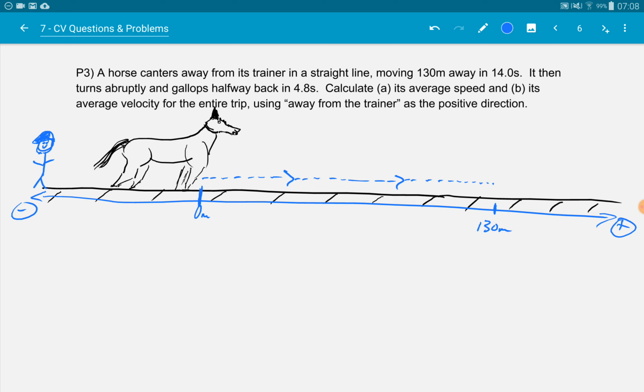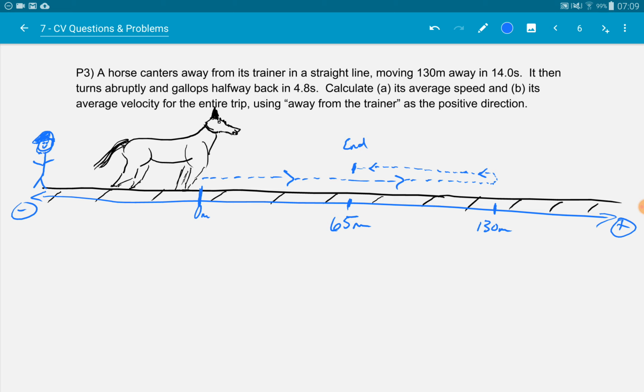And then he turns around and goes backwards, and he gallops halfway back. Well, halfway back, 130 divided by 2, that's going to be 65. So about halfway back is somewhere right in there. So I'll put 65 meters. Then he turns around, and I'll put a little arrow so I remember that he's going this way. And then maybe he ends right here. I'll label that with end.